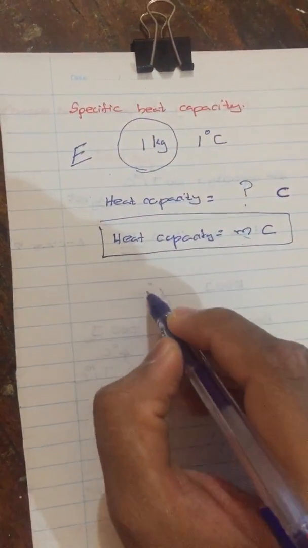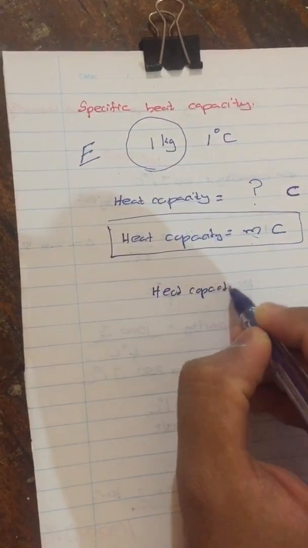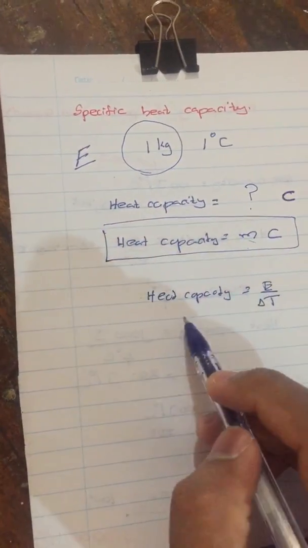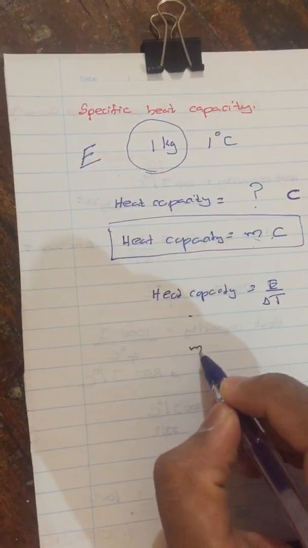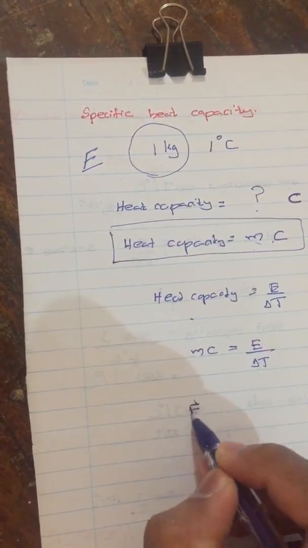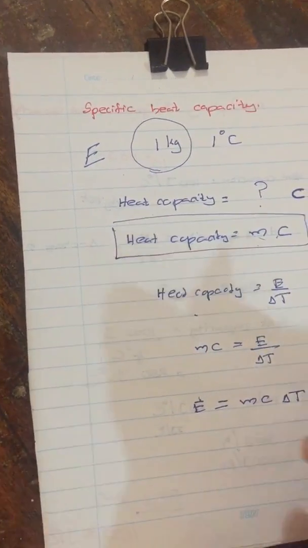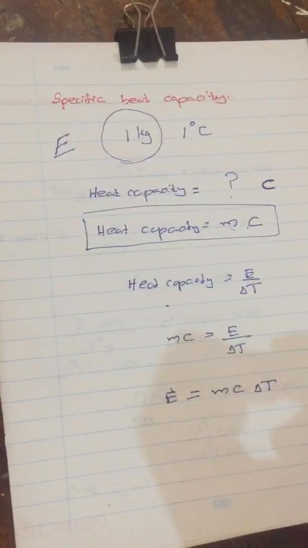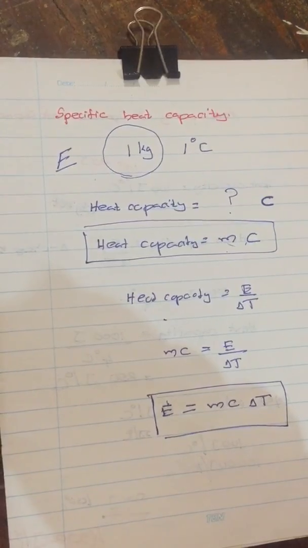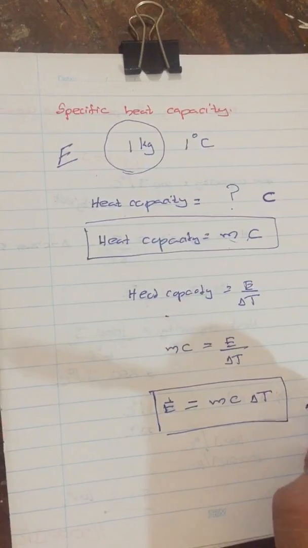We already saw that heat capacity is equal to energy over change in temperature. Now we can replace heat capacity by mc. So we will have an equation: the energy released or absorbed when the temperature changes by an amount of delta T is equal to mc delta T, or mc, sometimes they use theta, mc delta theta.